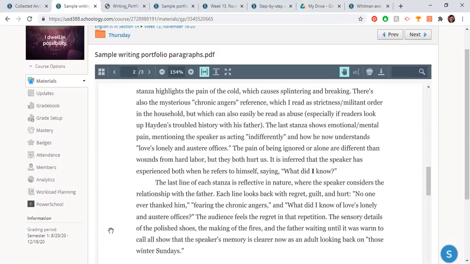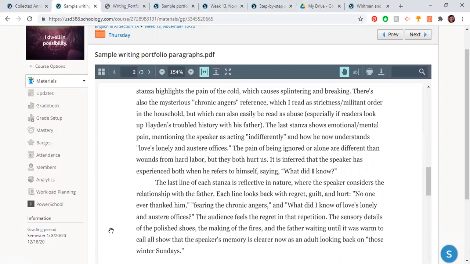The last stanza shows emotional and mental pain, mentioning the speaker is acting indifferently and how he now understands, quote, love's lonely and austere offices. The pain of being ignored or alone is often different from wounds from hard labor, but they both hurt us. It is inferred that the speaker has experienced both when he refers to himself, saying, what did I, where I is bolded, know?